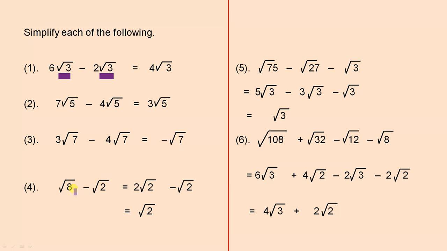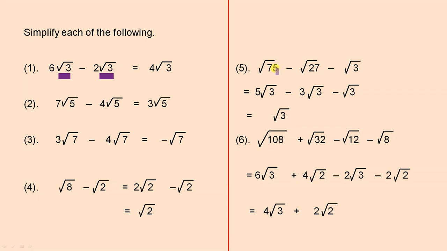Number 4, the square root of 8 minus the square root of 2. When you first look at this, you might say, oh, we can't do this. However, the square root of 8 can be broken down as 2 root 2. We saw that in the last video. That just means simplifying that surd. So 2 root 2 minus 1 root 2 gives you the square root of 2.